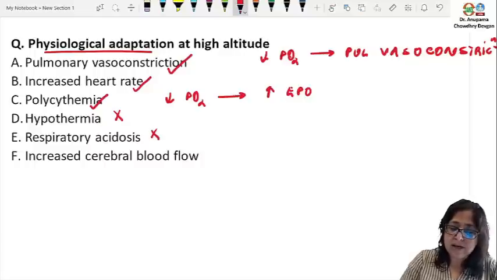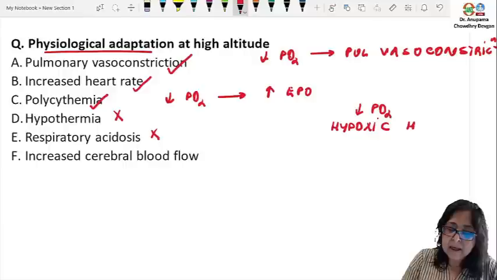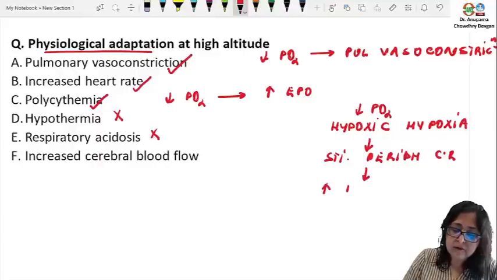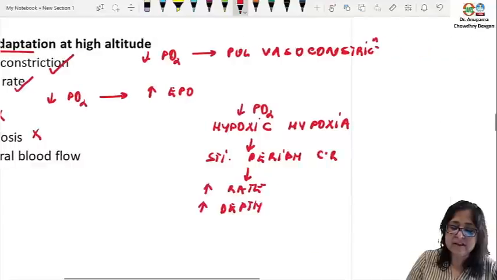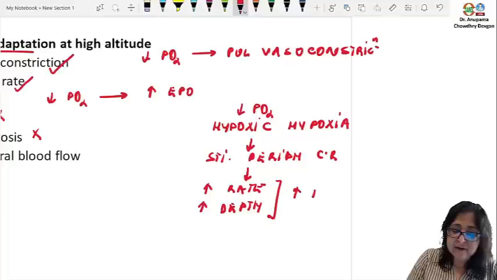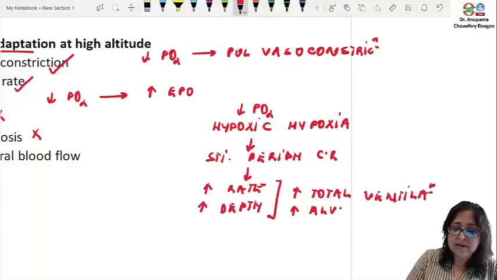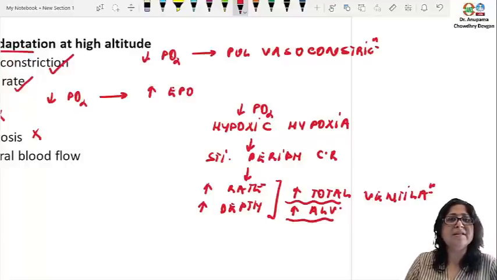Also, this is because what happens when there is a decrease in PO2, which occurs at high altitude, is a hypoxic hypoxia. It stimulates the peripheral chemoreceptors, and the peripheral chemoreceptor response is to increase the rate as well as the depth of ventilation. When there is an increase in the rate and depth of ventilation, we say there is an increase in the total ventilation, and there is also an increase in the alveolar ventilation. When there is an increase in total as well as alveolar ventilation, it is hyperventilation.